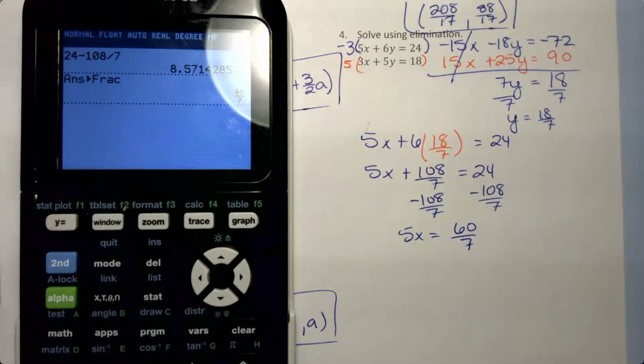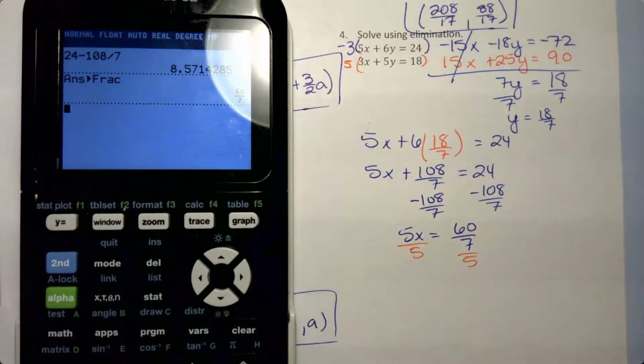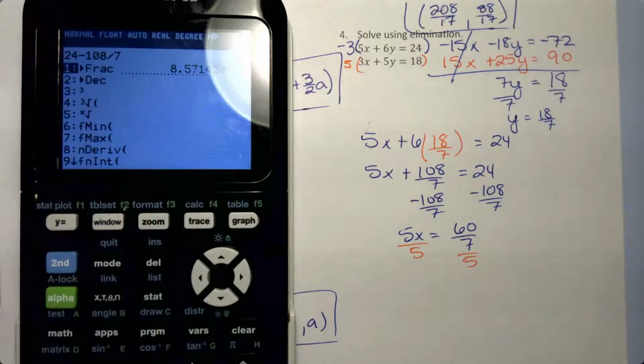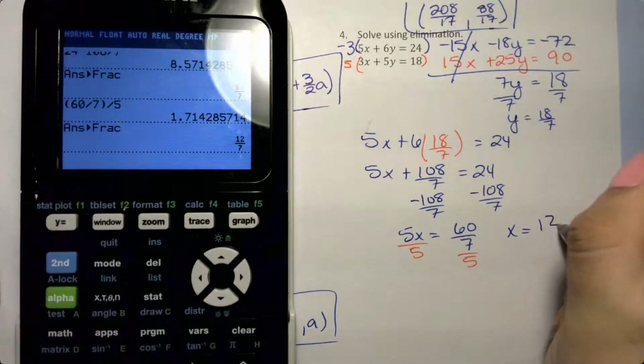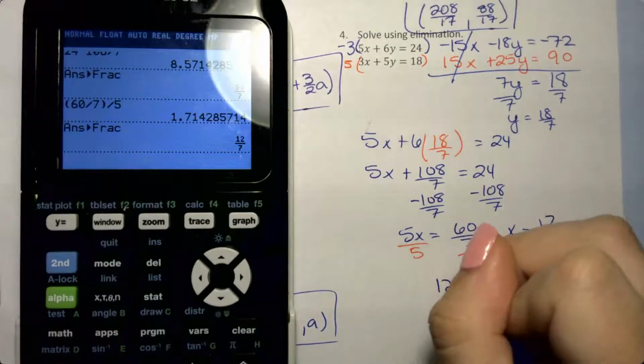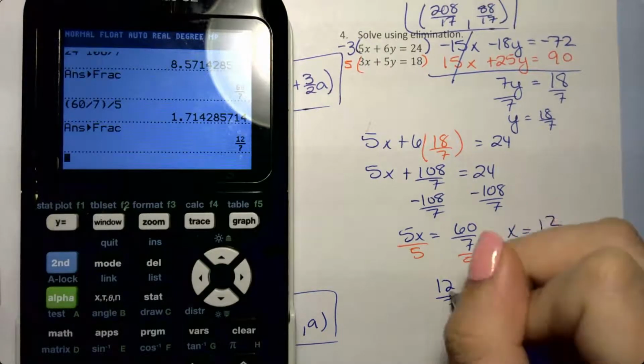I need to get my x completely alone. So I'm going to divide both sides by 5. If I type this on my calculator, I can do parentheses 60 divided by 7, and then divide by that 5. If I turn it back into a fraction, this gets me 12 over 7. So my final answer is 12 over 7, comma 18 over 7.